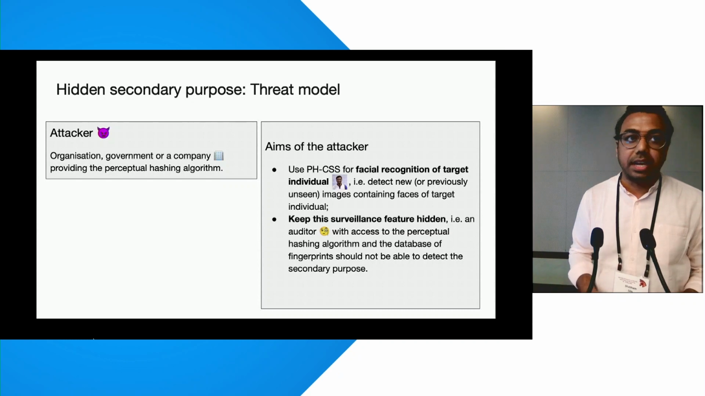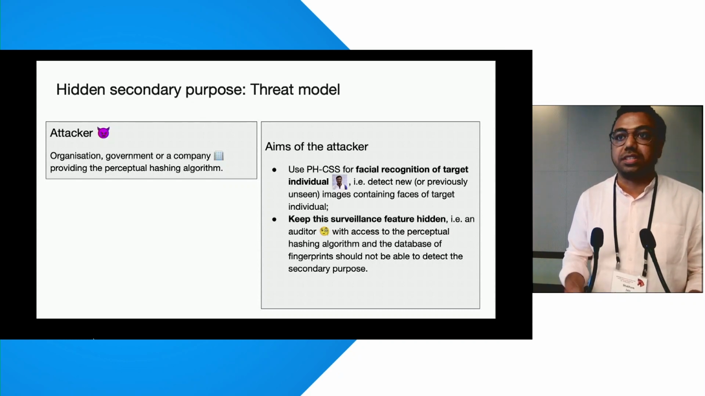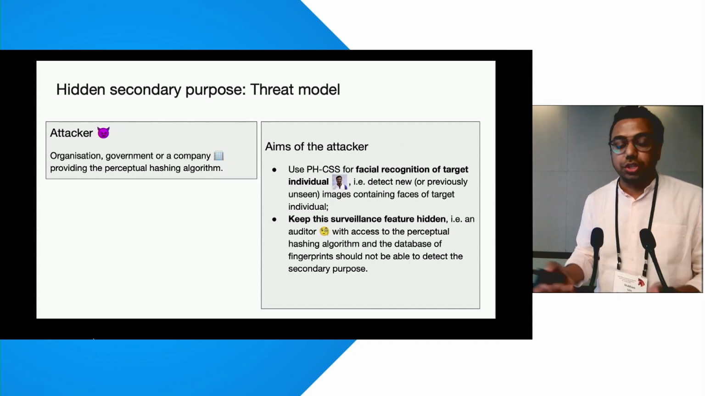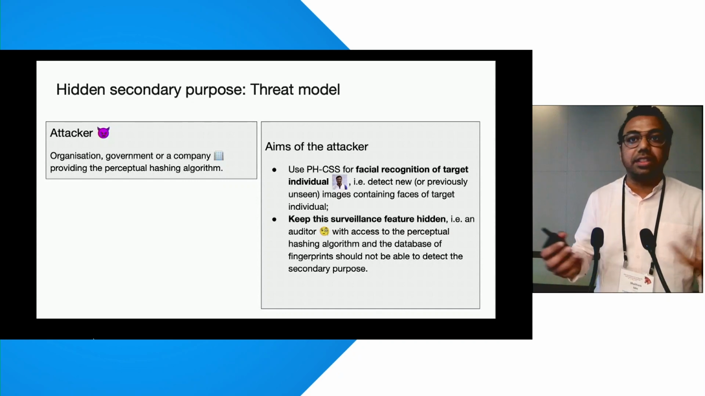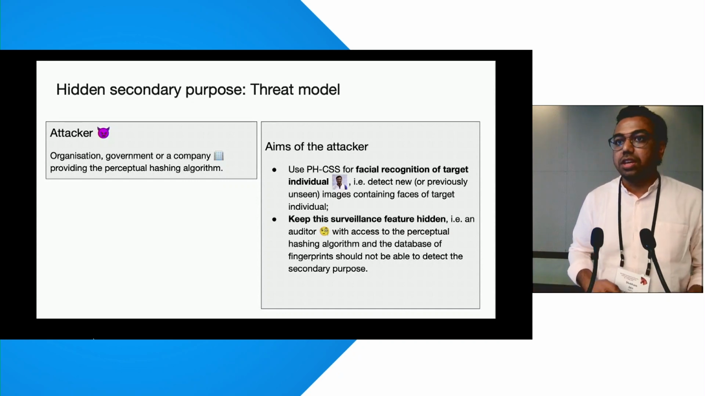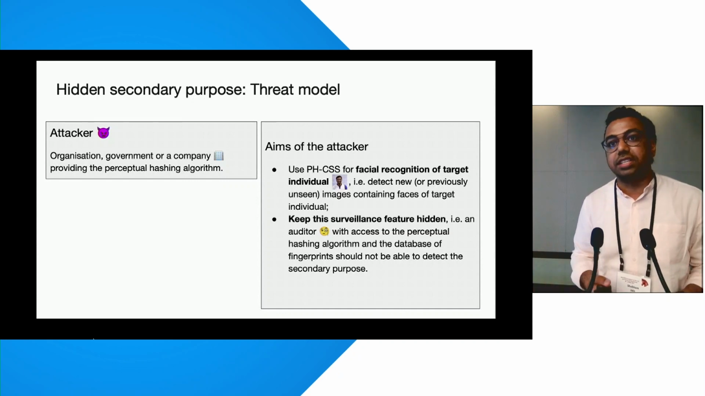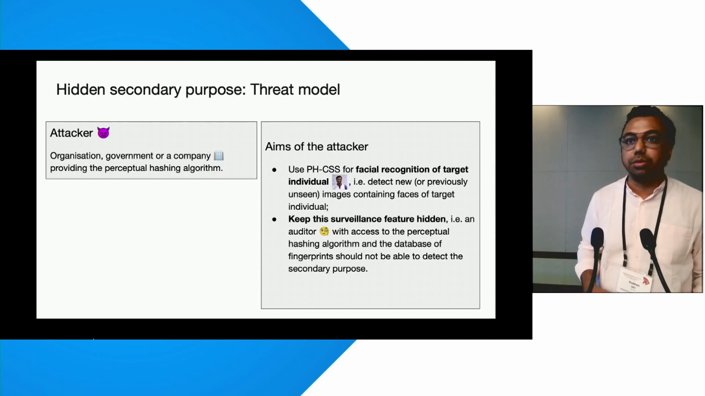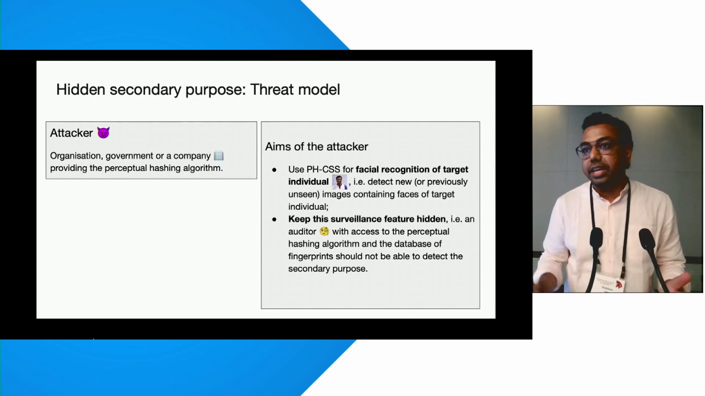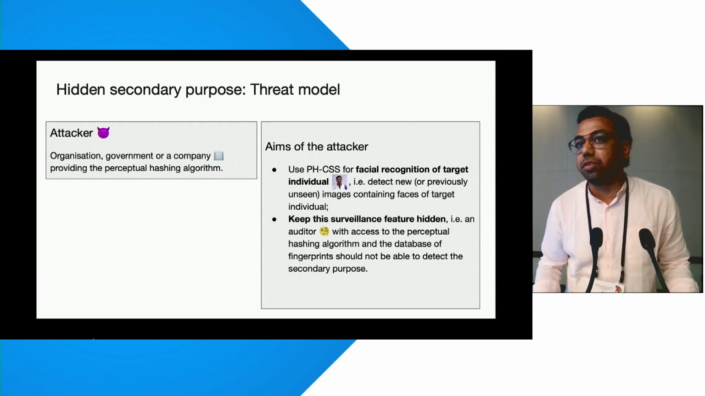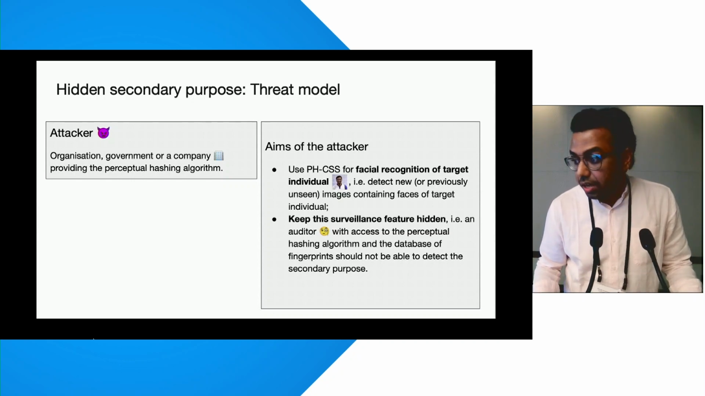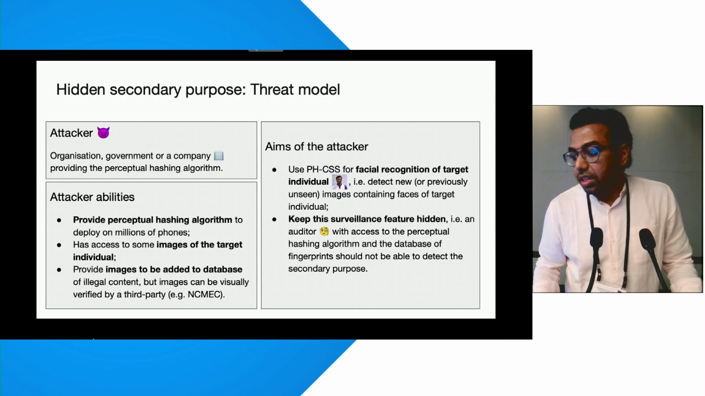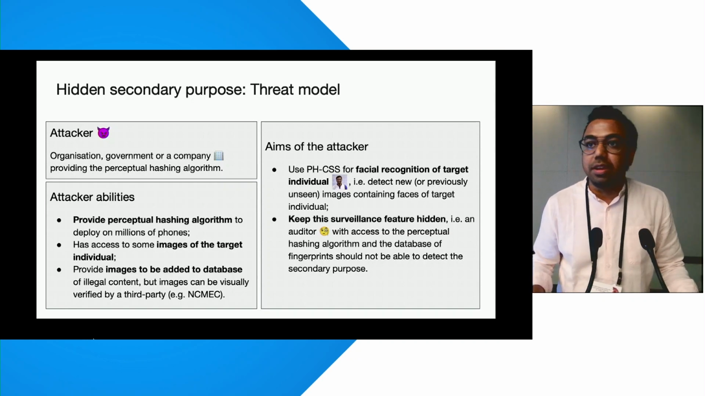What this means is that this technology will be deployed on our devices. So it's imperative to assume that there will be auditors who will take the algorithm, take the database of fingerprints, and try to see what its capabilities are, what they can do. And they shall not be able to detect that this technology has been built with the facial recognition of some target individuals. And to achieve these aims, they have the ability to provide and develop the perceptual hashing algorithms.